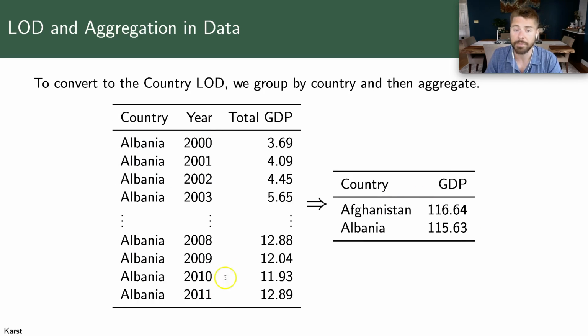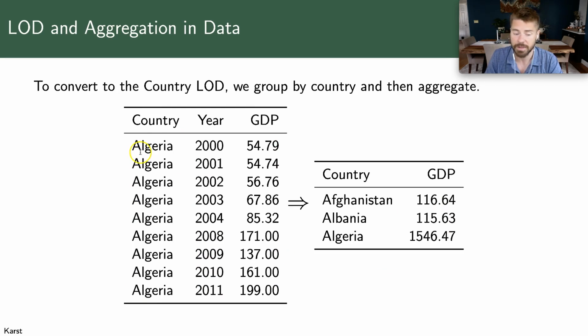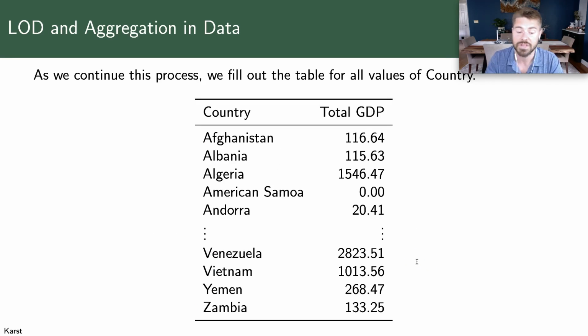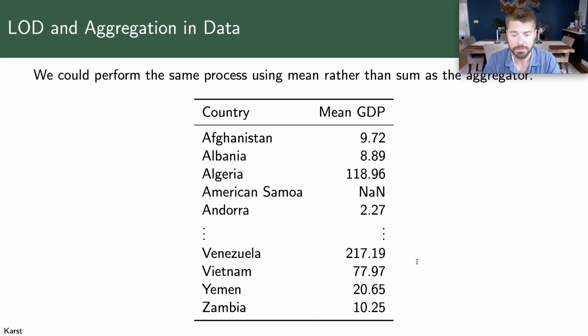I'll do the same thing for Albania. I identify all the rows that have a particular country value. That means that they vary across year, and then I aggregate away the GDP values by taking the sum in this case. Same thing for Algeria. I identify all the data points with country Algeria. That means the year varies. I aggregate out the year by taking the sum across GDP, and I get a particular value. And I do this for every single country in the data frame. And again, we could use the mean, same exact thing.